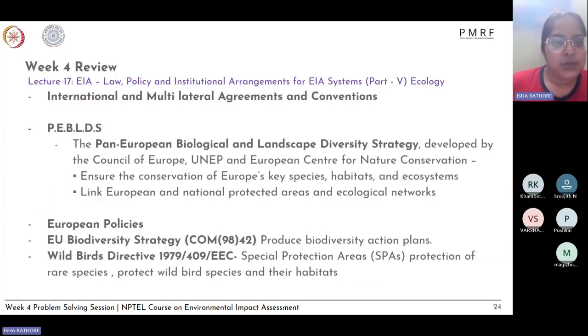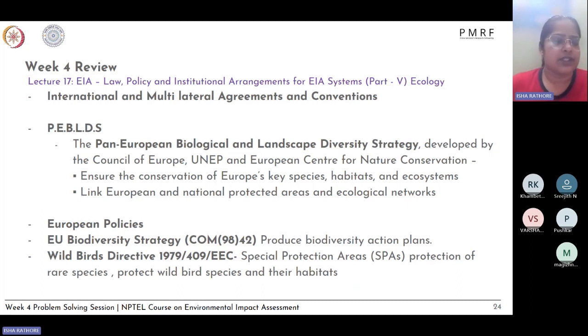Then we have the Pan-European Biological and Landscape Diversity Strategy, abbreviated as PEBLDS. This was developed by the Council of Europe, the United Nations Environment Programme, and the European Centre for Nature Conservation. This strategy ensures the conservation of Europe's key species, habitats, and ecosystems, and it links the European and national protected areas and ecological networks. So this was another international convention.